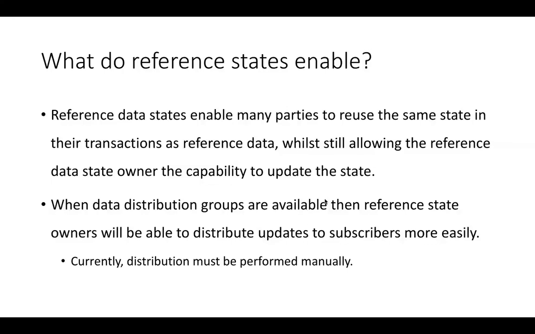So what would happen is, on the second bullet point on the slide here, if a data distribution group exists, then they can just punt out the update to everybody on the network, and their vaults will get updated with the most up-to-date version of that reference data for those shares. Currently, distribution must be performed manually because we don't have an implementation of data distribution groups yet, but you can do it quite easily with just a simple distribution list that you can create in your Corda app. And we've got some examples of how to do that in the token SDK.